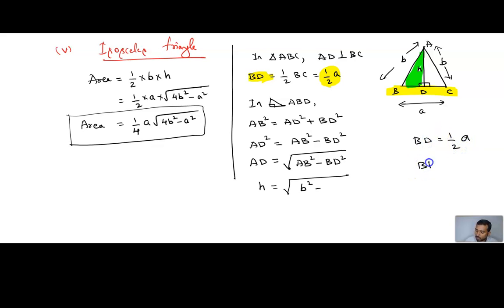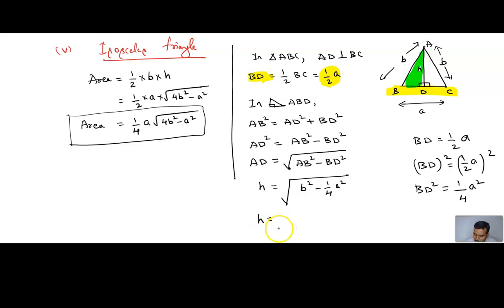If you want to square both the sides, you have to do square. Here also we should do square. So what happens for BD square? 1 square is 1, 2 square is 4, and A square is as it is. That is 1 by 4 A square. Now, children, the root you are supposed to write from here to here. It's under the complete square root.